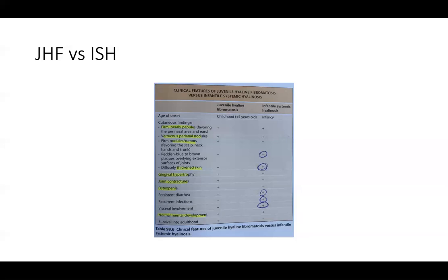So I tend to think about things that sound worse, allowing me to kind of say, well, this is probably infantile systemic hyalinosis because it shows up earlier. They've got pretty extensive involvement. They've got diffusely thickened skin and persistent diarrhea, things that are associated with failure to thrive, including recurrent infections, and visceral involvement, obviously, is the worst prognosis. So those things will help you remember infantile systemic hyalinosis versus a juvenile hyaline fibromatosis.